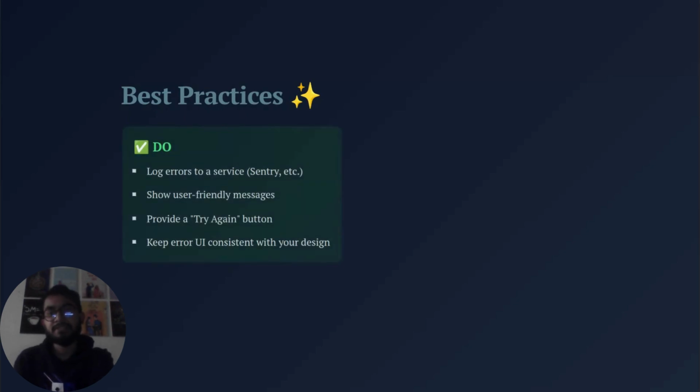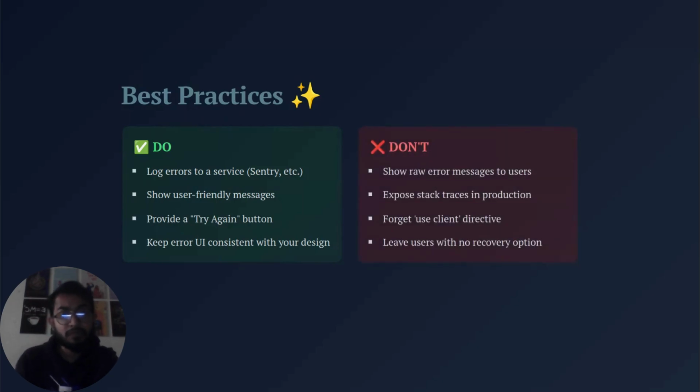So what are the best practices? You need to log errors to a service. You can integrate Sentry or Datadog in your applications, and you need to show user-friendly messages. You need to provide a try again button, and keep the error UI consistent with your design. And what you don't do: you don't show raw error messages to the users, which is really bad, and you don't expose stack traces in production, which is also not good.